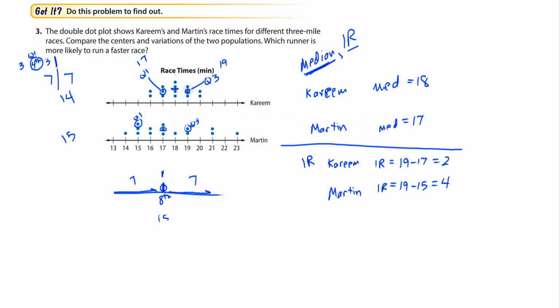Now Martin has a faster time, but it's tough. I actually coach track. I want somebody that I have a very good idea of how they're going to run. Martin might do awesome. He might run a 14-minute, or he might dog it and get a 23-minute. So from a coaching perspective, I would probably pick Kareem to be my runner if I had to pick between the two, because he is much more predictable. I know how he's going to run. Martin, I don't know. He may be awesome or he may be terrible. We don't know.